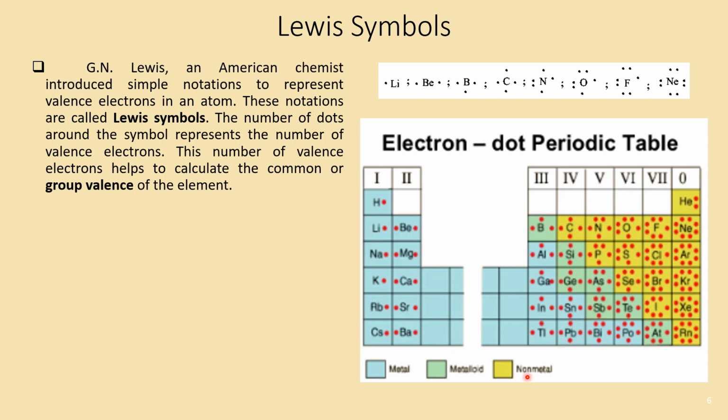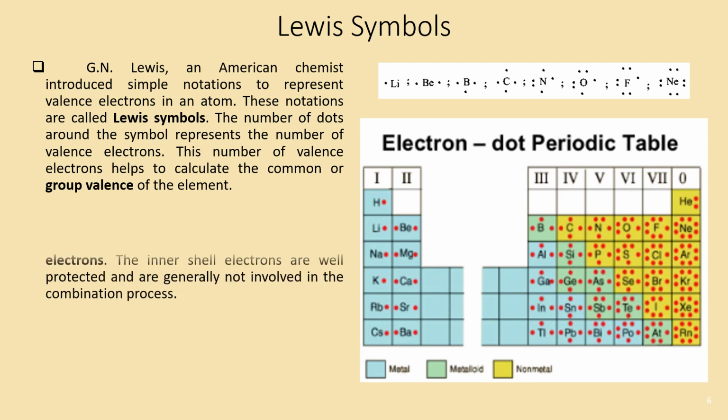In this table, this blue color is a metal and yellow color is non-metal. And this is metalloid. The other colors here, slightly greenish, is metalloid. Please pause this video and note down the electronic configuration or Lewis symbol notation, electron dot periodic table of some of the elements shown on the screen.